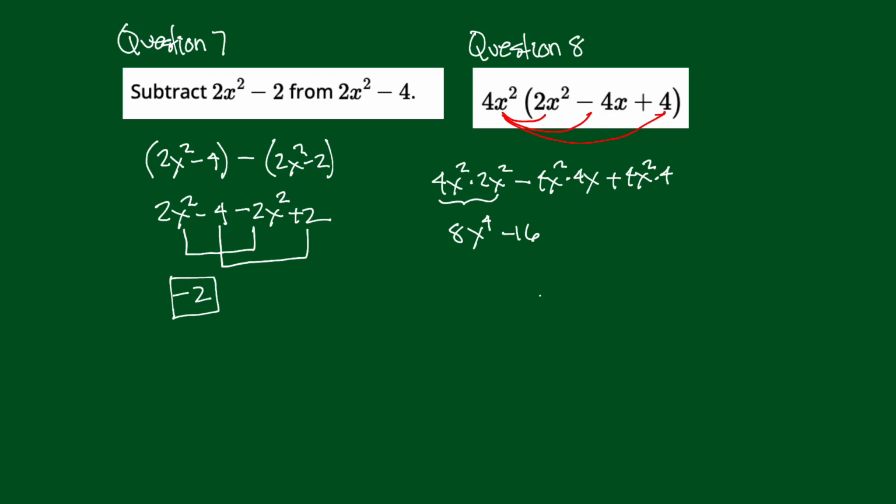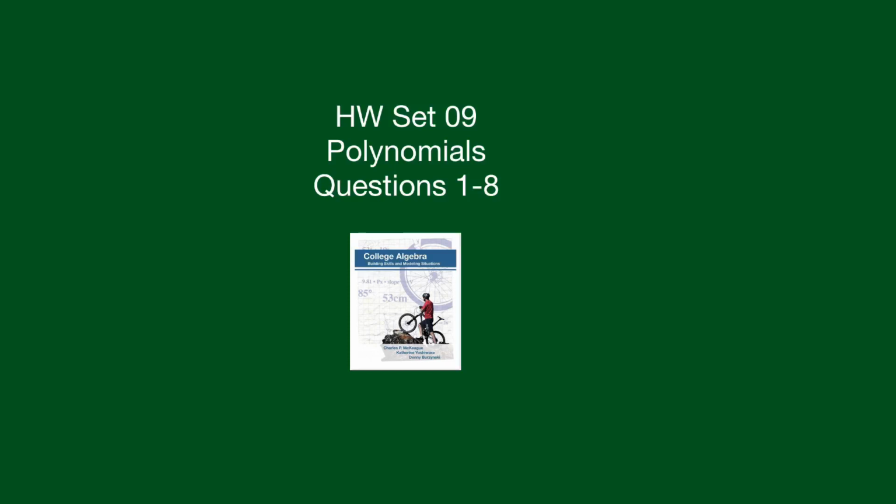And I have an x squared times an x. Add those exponents, right? I'm multiplying, so what's directly below multiplication is addition. So I'm going to add the exponents. 2 plus 1 is 3. And then plus, now 4 times 4 is 16, and I just have the x squared. That is our product. Product is the result of a multiplication. And that ends the first 8 questions on our homework set 9.